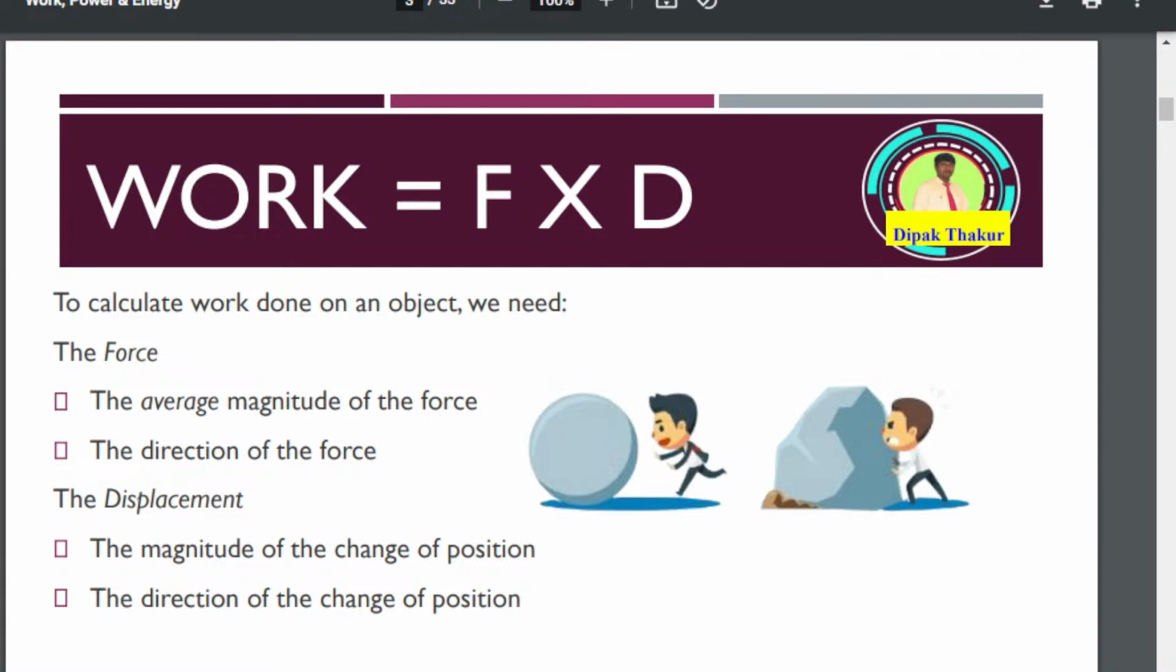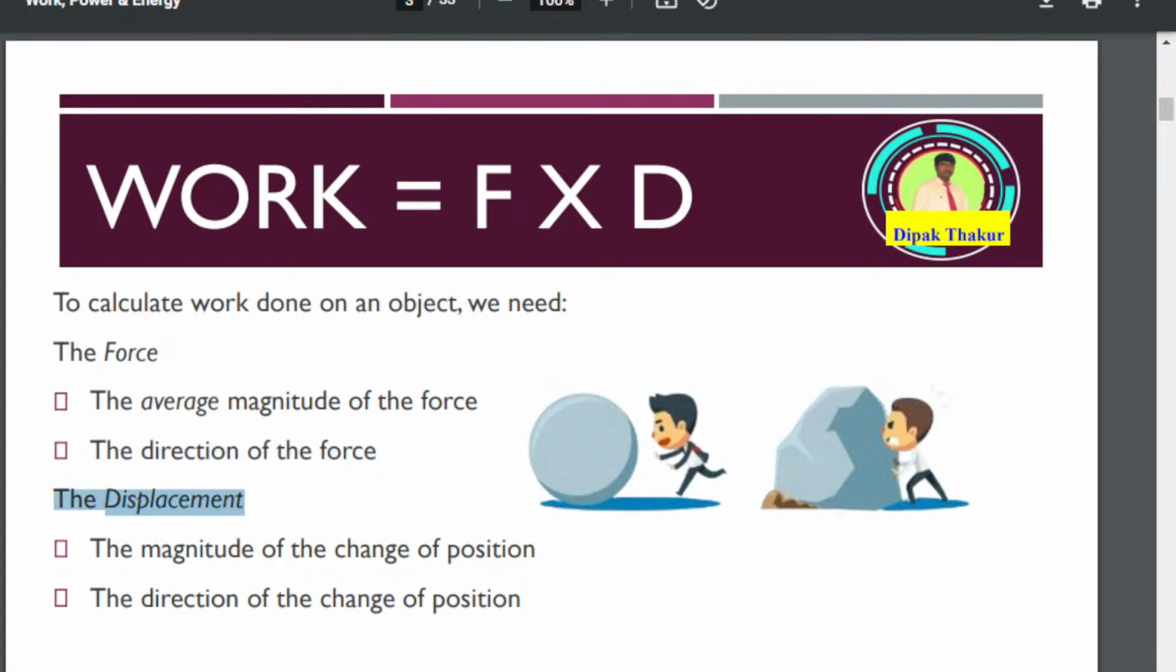So when you have to calculate what is work, we can say that work equals force into displacement. To calculate the work on an object, what do we need? We need the force. We have to calculate the average magnitude of the force, how much force we are applying. The direction of the force will define whether the force is in the same direction as the displacement or in the opposite direction.